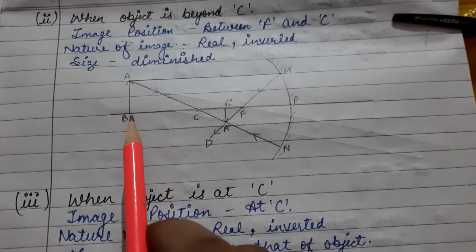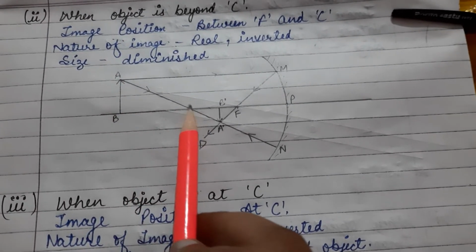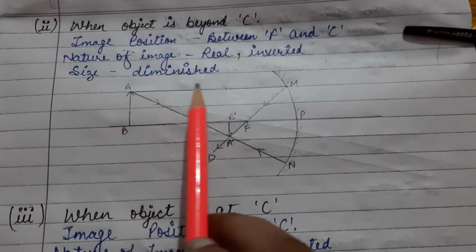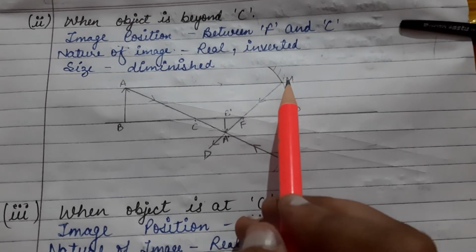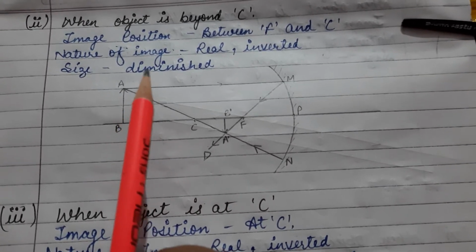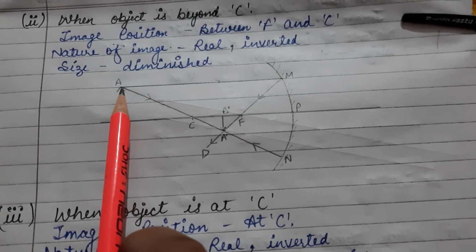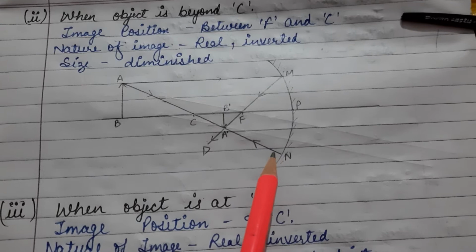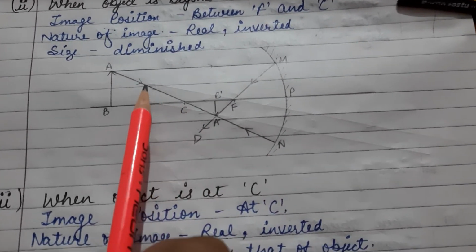So here we have the object as AB. This is AB beyond C. So the very first ray will go parallel to the principal axis, and it strikes the mirror and reverses back through the focus here. Now we know another rule of ray diagram as well, that when a ray moves through the center of curvature, after striking the mirror, it reverses back through the center of curvature.